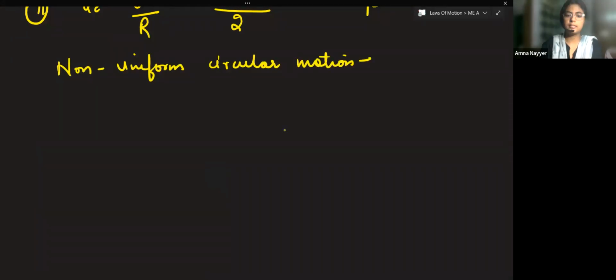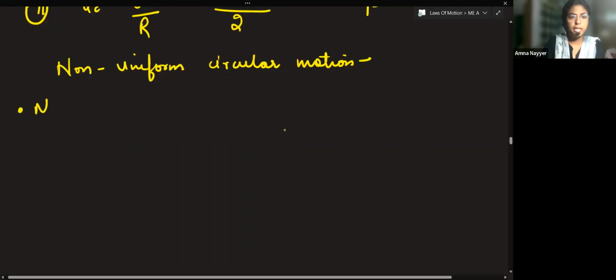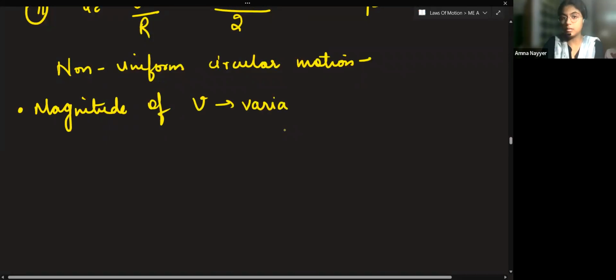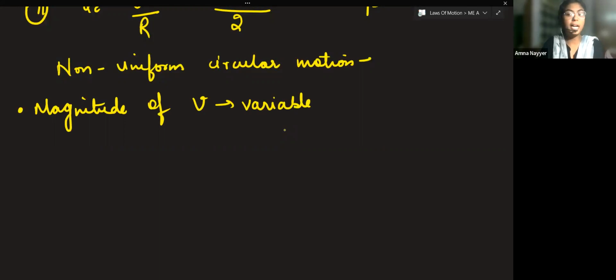If the magnitude of linear velocity is variable, the magnitude is changing, it will be the same. The way we had the change in magnitude giving tangential acceleration, this time also it will give you tangential acceleration.